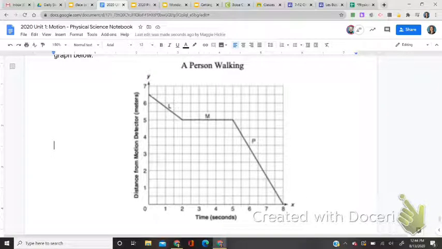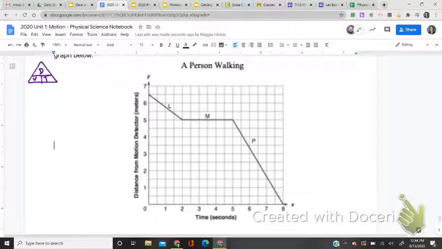Here's a quick video on how to use this graph to identify velocity and acceleration. I'll walk you through how to do section L. Please try to find the velocity of section M and section P as well. After you watch this video, hopefully you're going to be able to do that. If you have any questions, please don't hesitate to reach out.